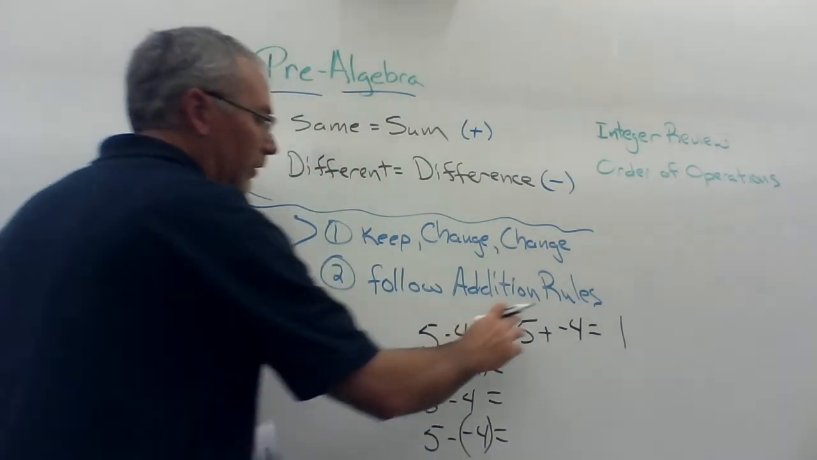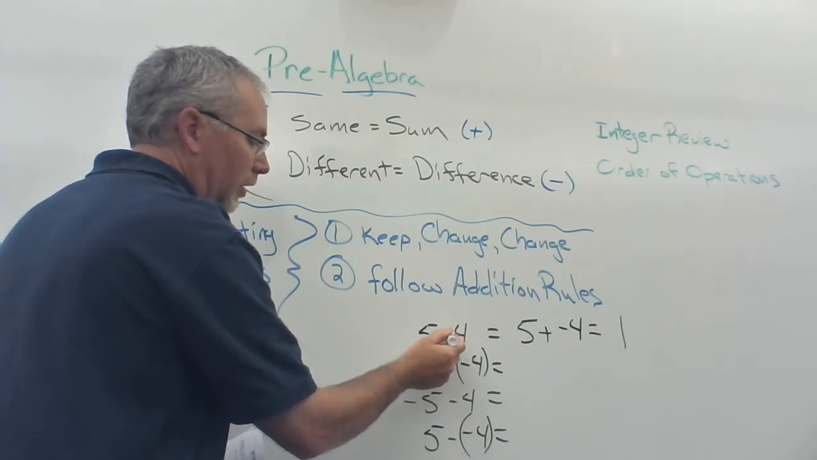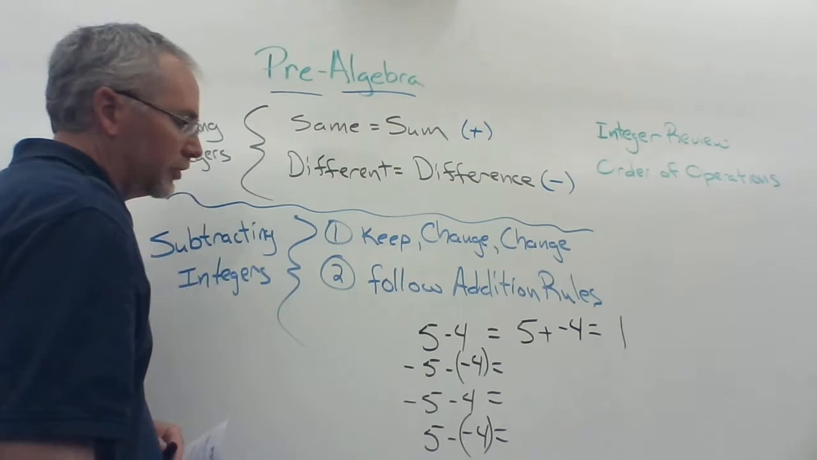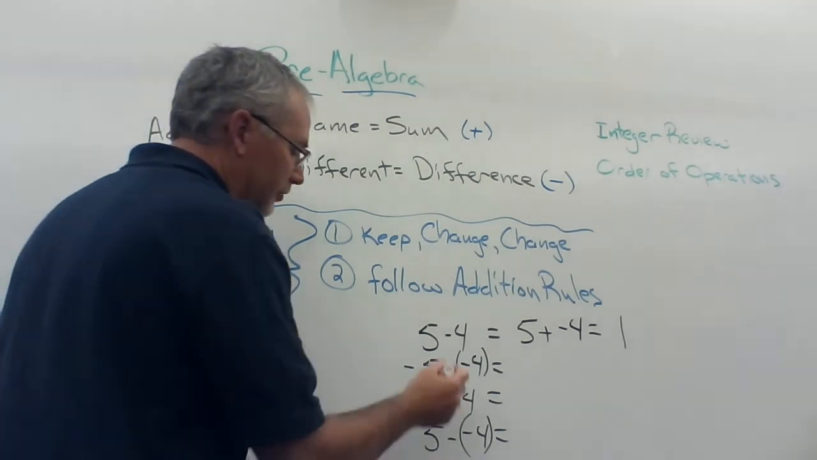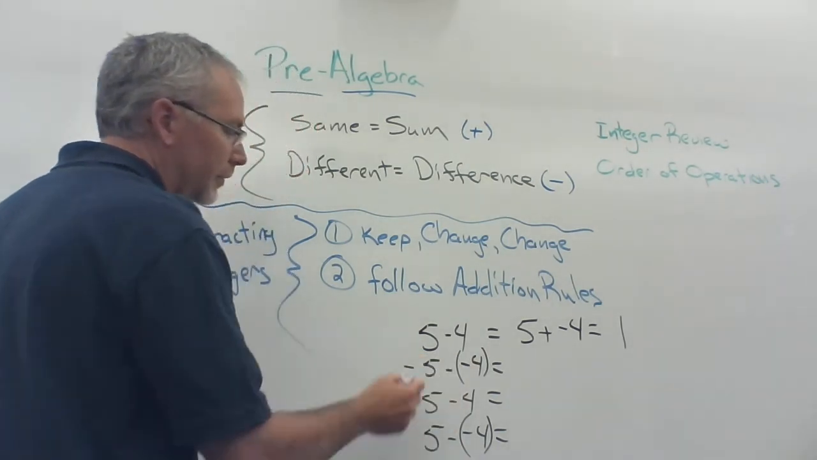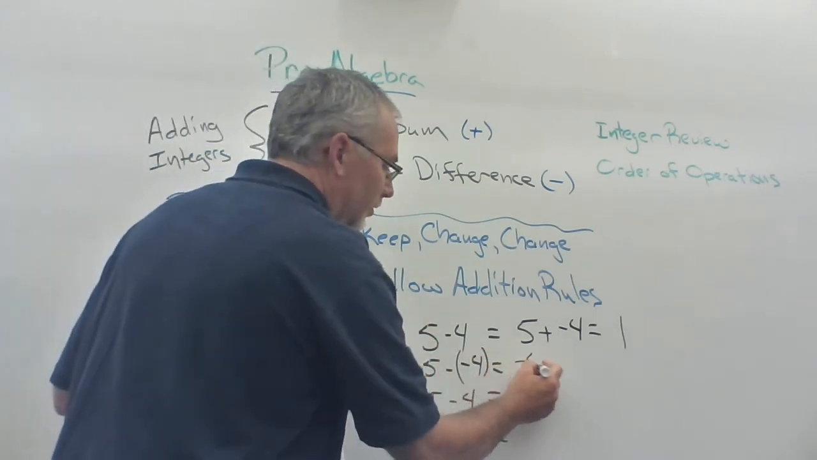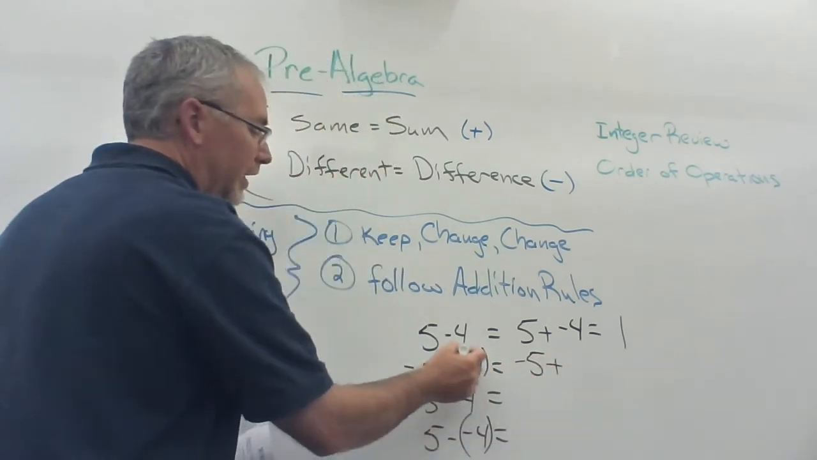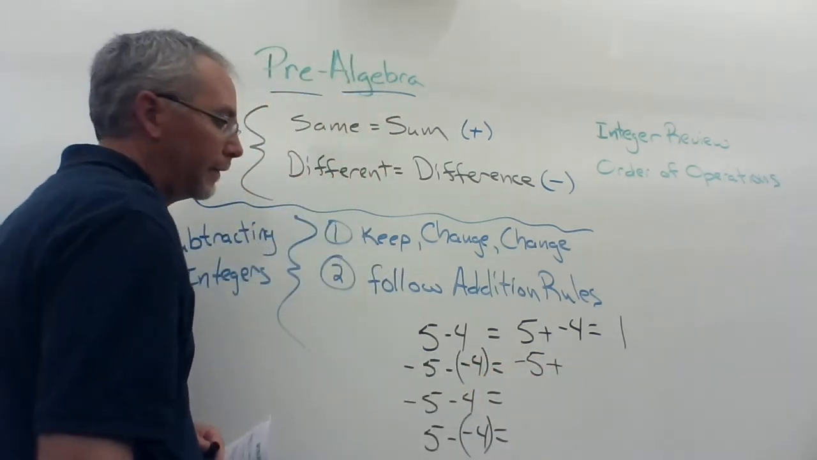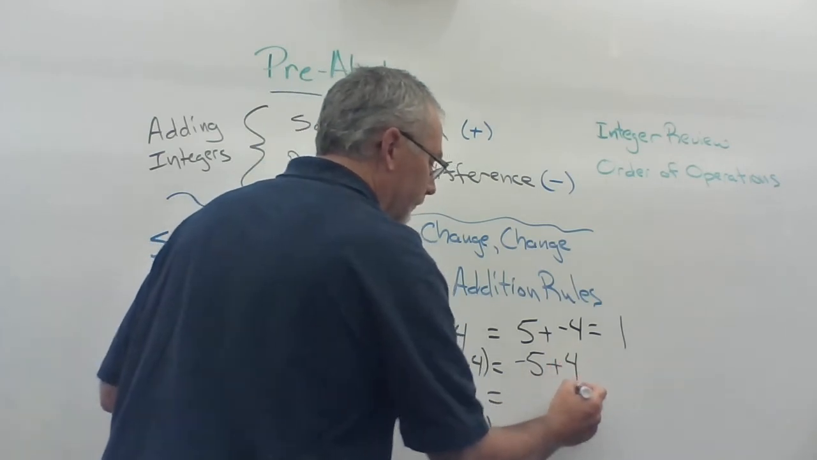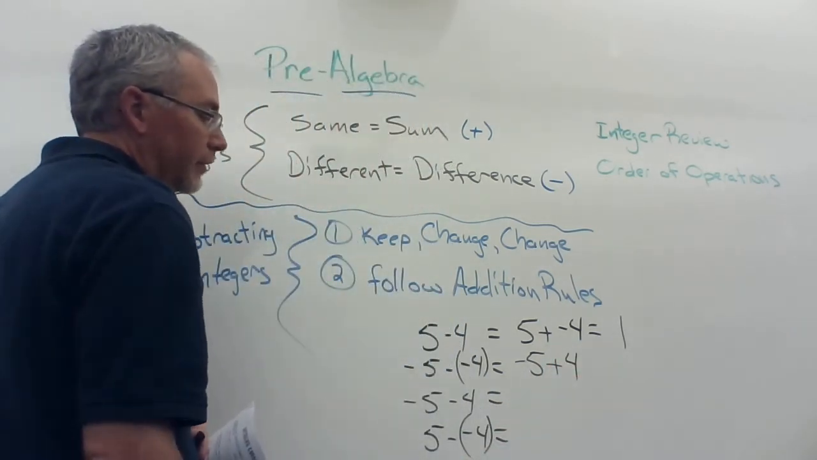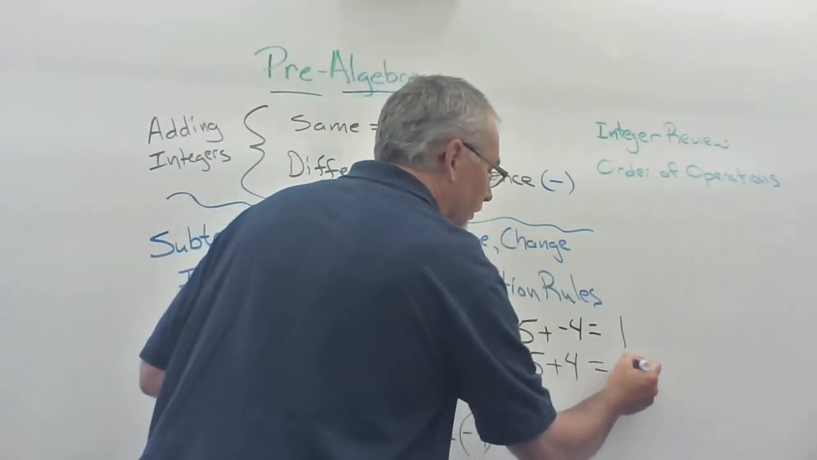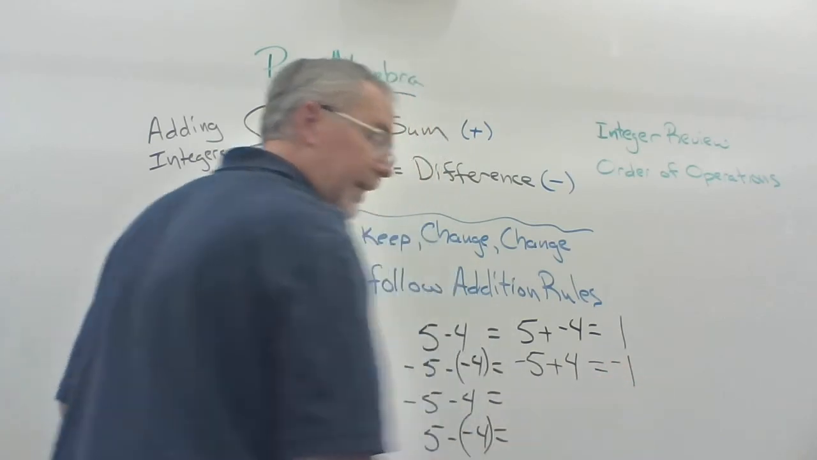Now, that's a long way about going to something you already know as 5 minus 4 is 1. But I just want to show you it follows the same pattern no matter what you do. Down here, keep. First number is negative 5. My minus becomes plus. Then I have a negative 4. What's the opposite of negative 4? It is positive 4. And so negative 5 plus positive 4, signs are different. I subtract them. The larger is negative. My answer is negative 1.